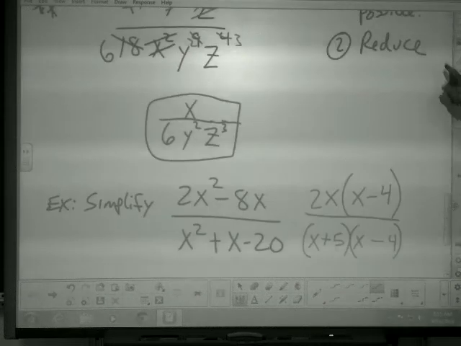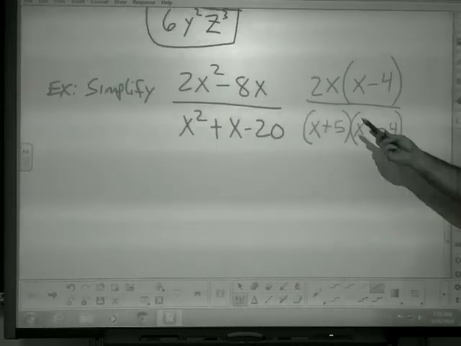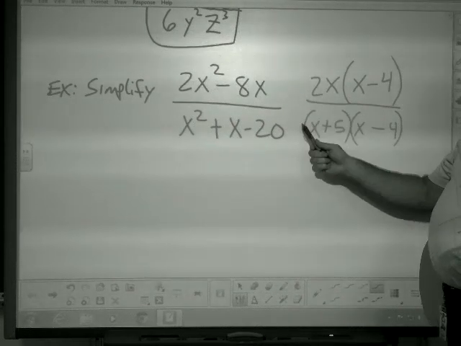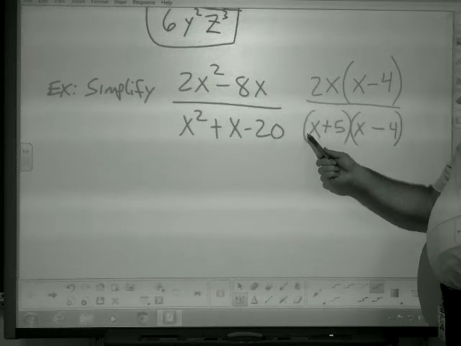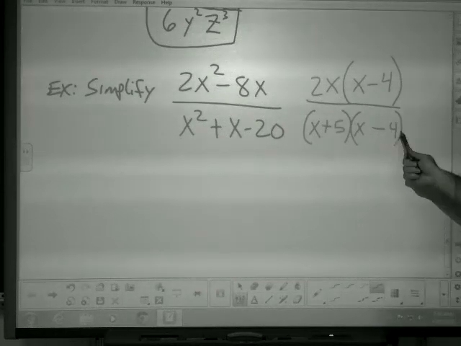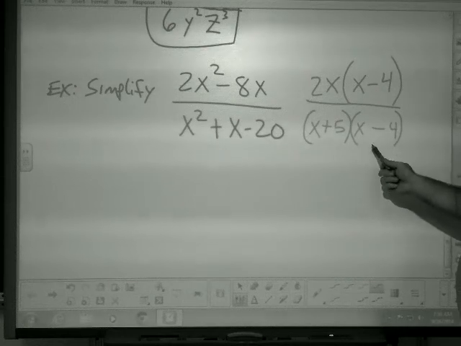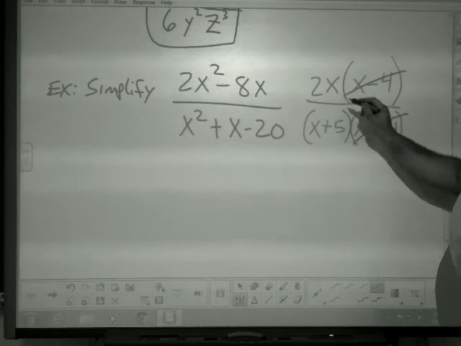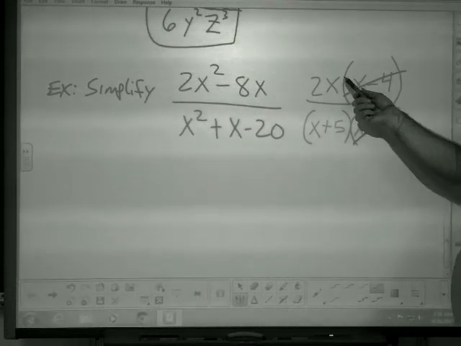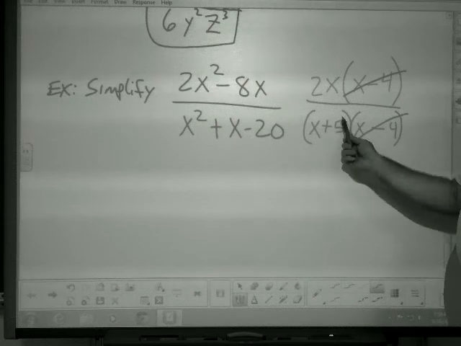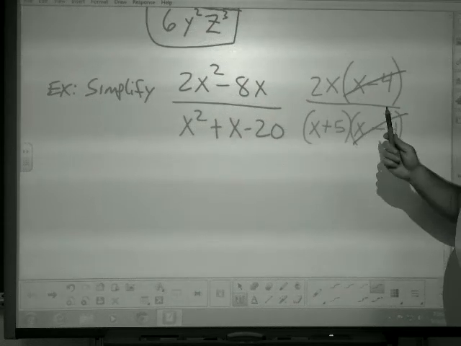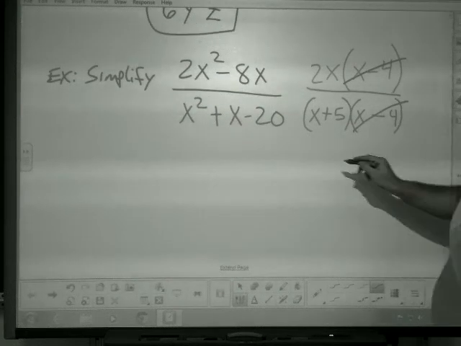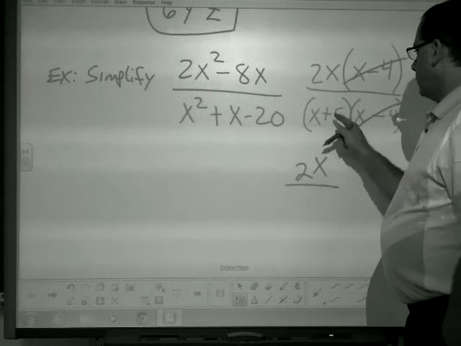Now, step 2, reduce. I look for numbers on the top, numbers on the bottom. Okay? There's a 2 on top outside the parentheses. There's no number out here outside the parentheses, so I cannot reduce it with anything. I can't reduce it with the 4 because this is paired up inside the parenthesis. All right? So look, x minus 4, here's an identical match. I can reduce those. I can't reduce this x with this because this is paired up inside a parenthesis, this is outside a parenthesis. Can't reduce things inside with things outside. So I'm done. So this is 2x over x plus 5.